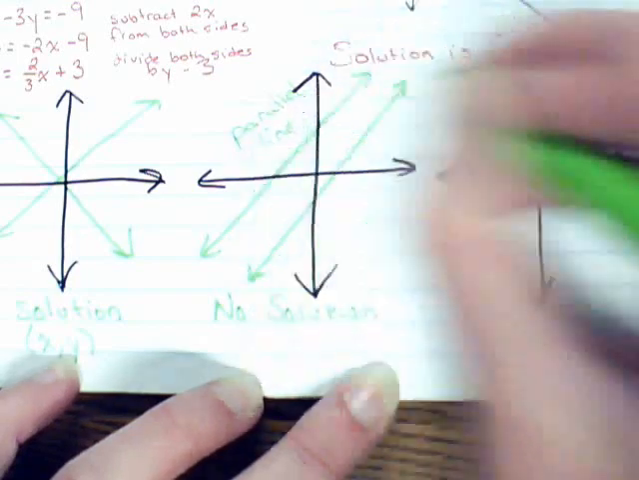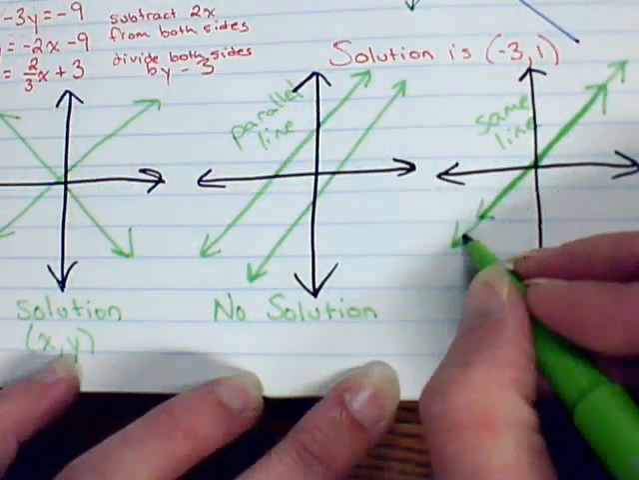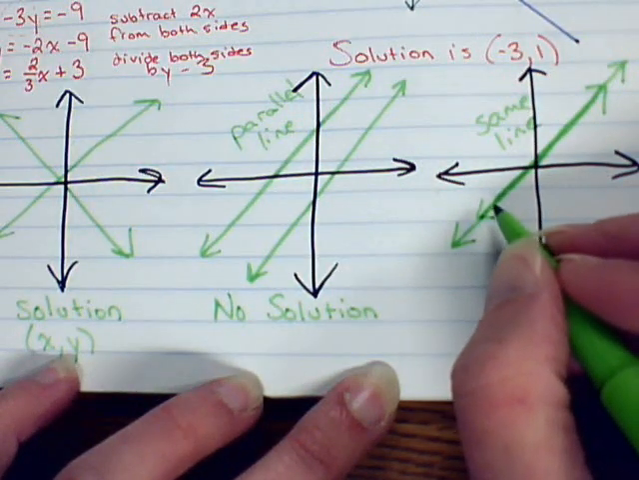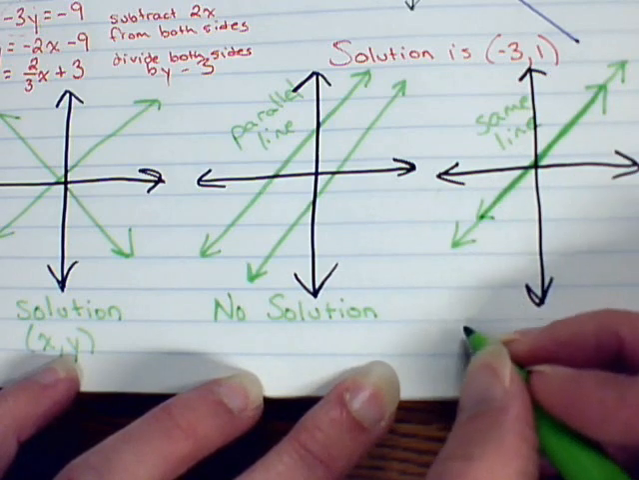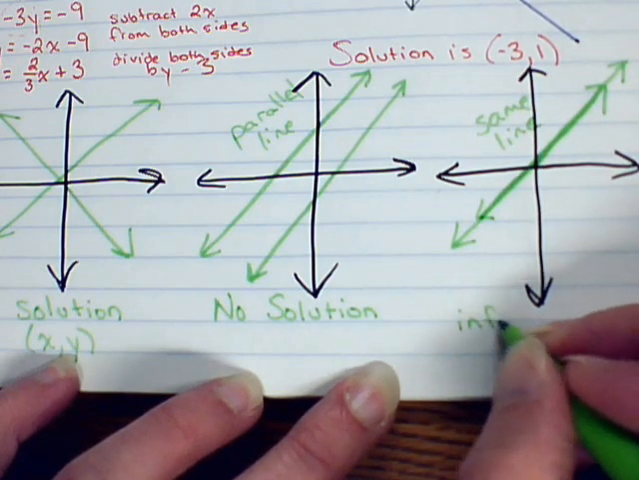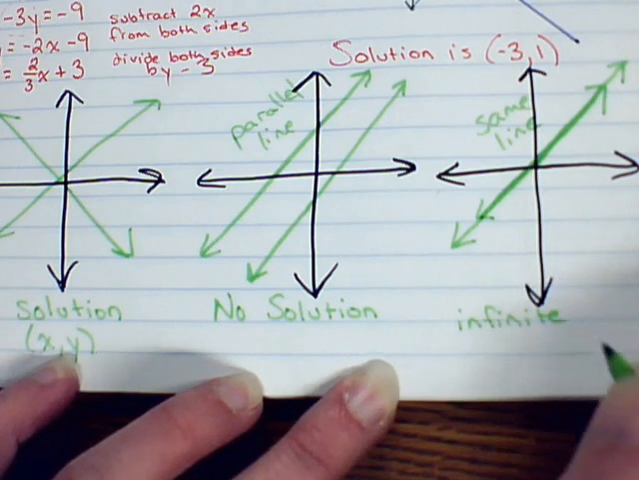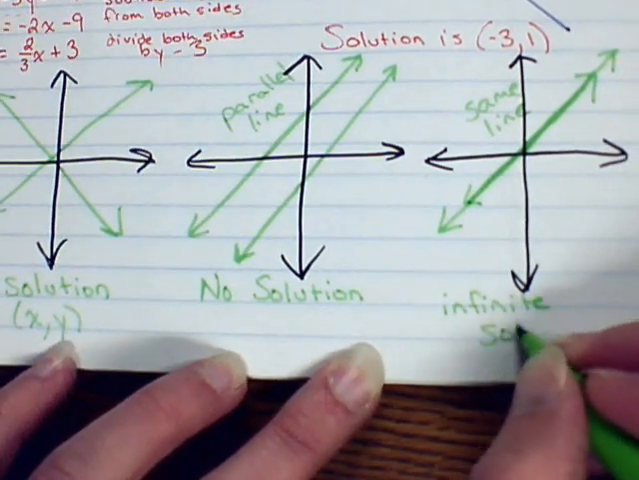Here, I've got the same line. That means that every point on this one is exactly the same as every point on this one. This would mean that we have not one solution. We have thousands, millions, infinite solutions.